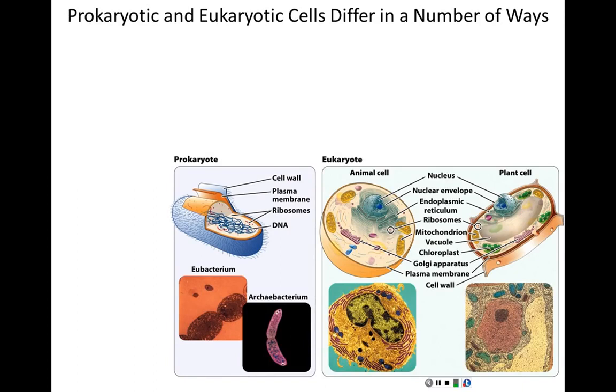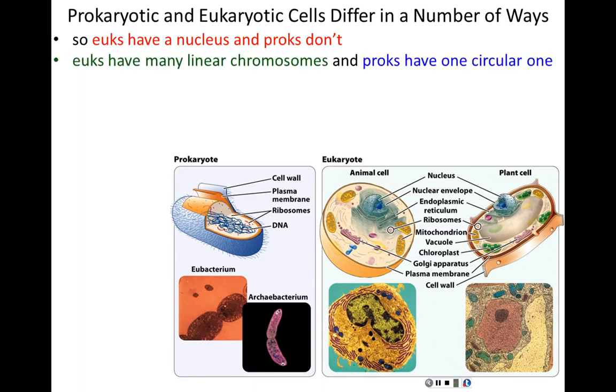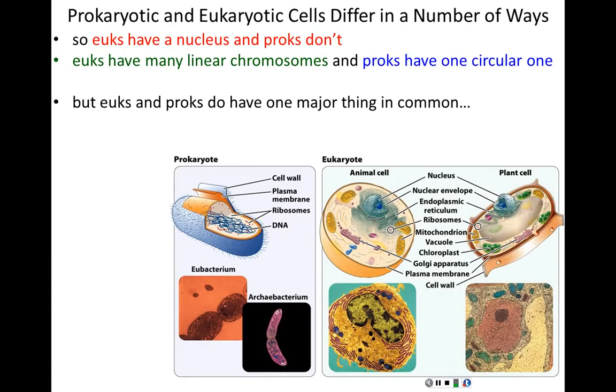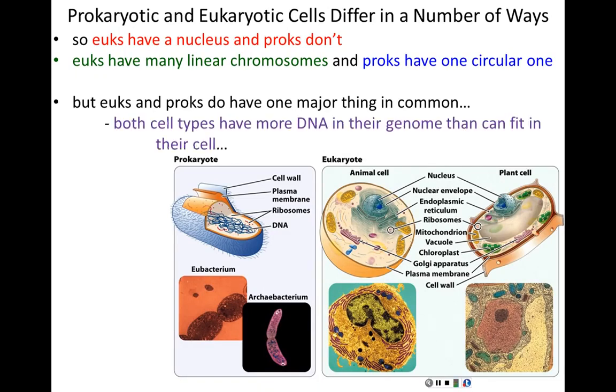There are other differences that you're aware of, I'm sure. Prokaryotes are much smaller, eukaryotes are larger, prokaryotes don't have organelles, eukaryotes do, etc., etc. But for us, the real point comes down to that nucleus and the number of chromosomes. Eukaryotic cells have a nucleus and prokaryotic cells don't. Eukaryotic cells have many, many linear chromosomes. Prokaryotes have only 1 circular chromosome, a single card in their deck. But eukaryotes and prokaryotes do have one major thing in common, and that is that both cell types, bacteria and eukaryotic cells, have more DNA in their genome than can fit in their cell.